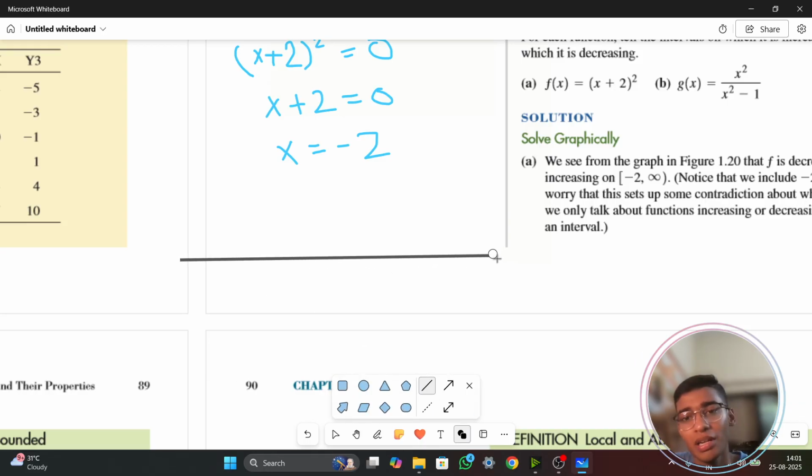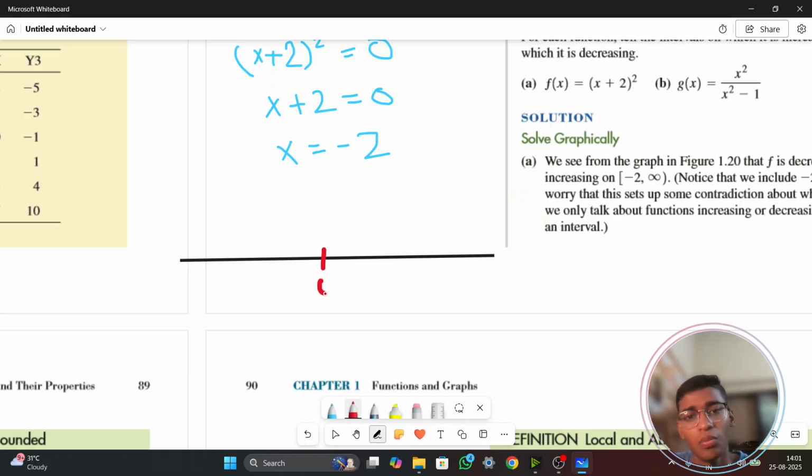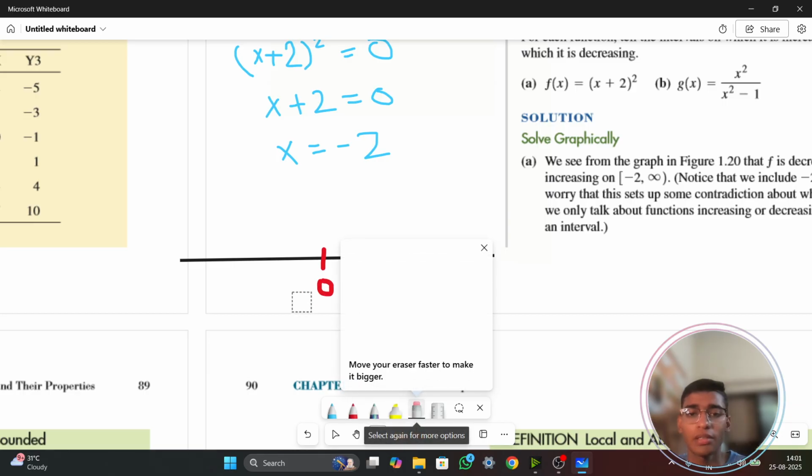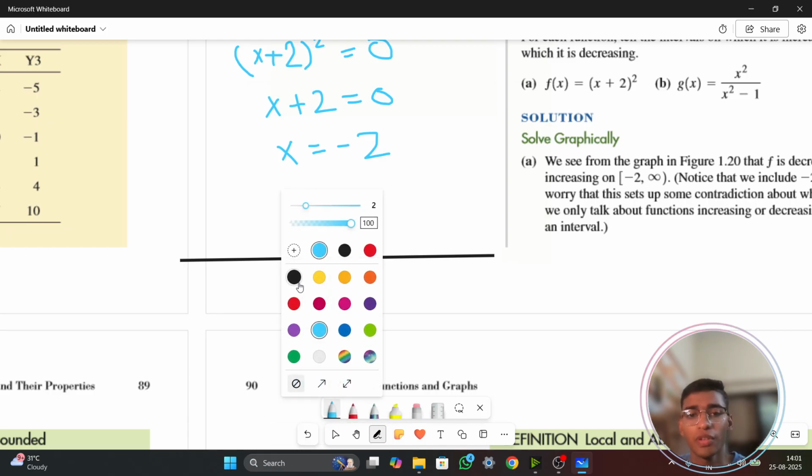So what I will do is create a number line. These things are important, so you need to take them into account. Put my x value, which I have calculated to be minus 2. Okay, so this is my value.